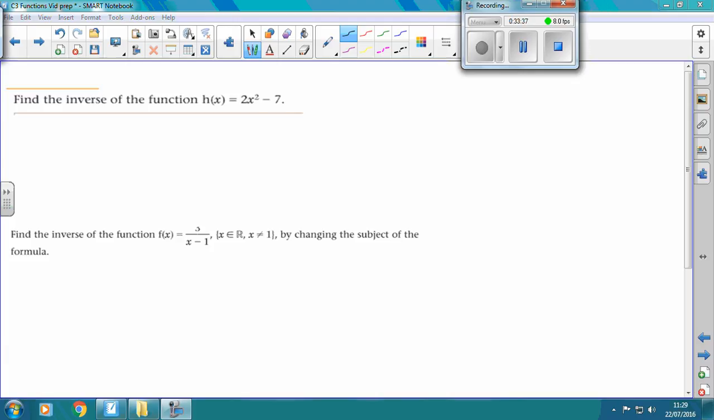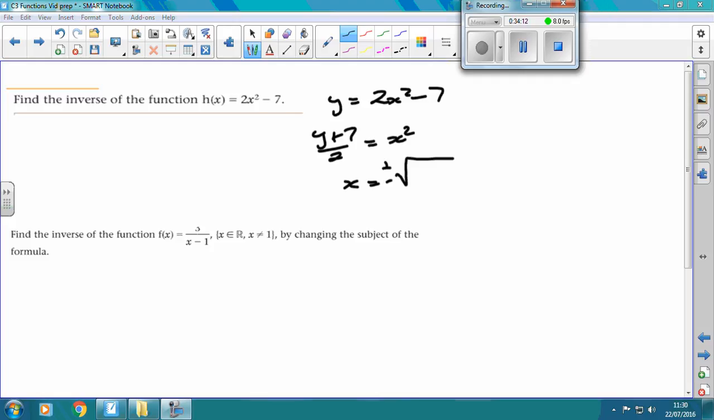Okay, so now inverse functions. There's quite a bit to have a look at with inverse functions. But we simply write it as y equals 2x squared minus 7. Then what we have to do is we need to rearrange it so that it gets to x equals. So if we do this, y plus 7 over 2 equals x squared. So getting rid of the 7 by adding it and then dividing by 2. Then x equals plus and minus the square root of y plus 7 over 2.